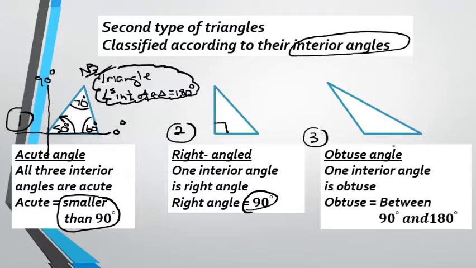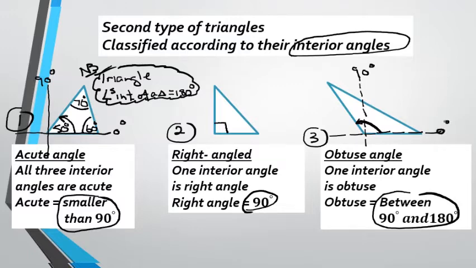Now what is the meaning of obtuse? We know that obtuse means it lies between 90 degrees and 180. So if I make my axis there again, you will see now that one interior angle, not 2, only one of the angles is going to be greater than 90 degrees, but smaller than 180 degrees.